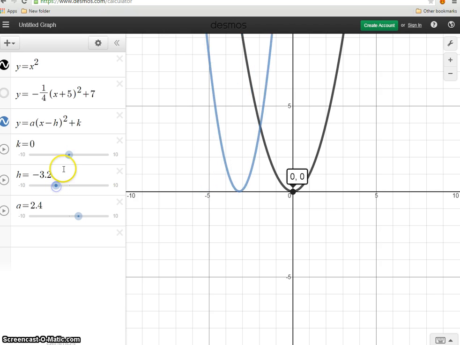Okay, and last but not least, you look at your k value. As I change that, it moves the parabola up or down. Okay, and we call that a vertical shift. Okay, so let's summarize all this.